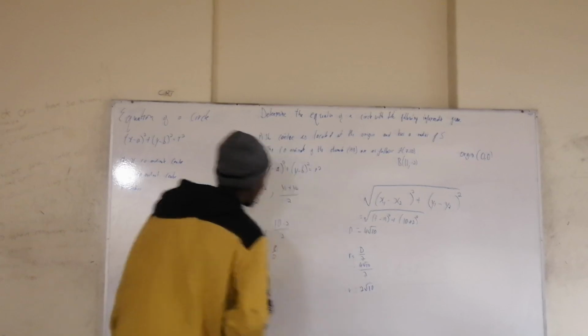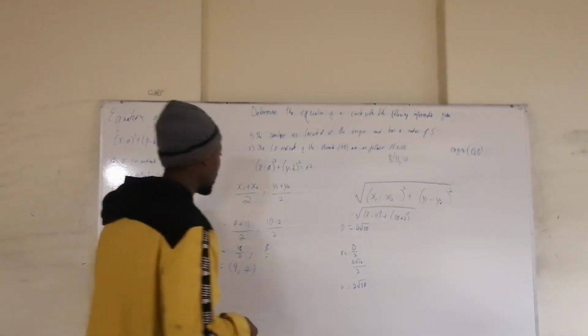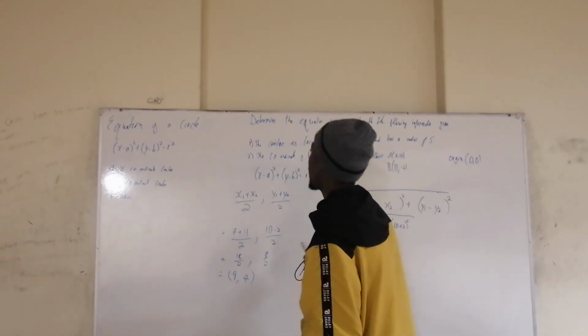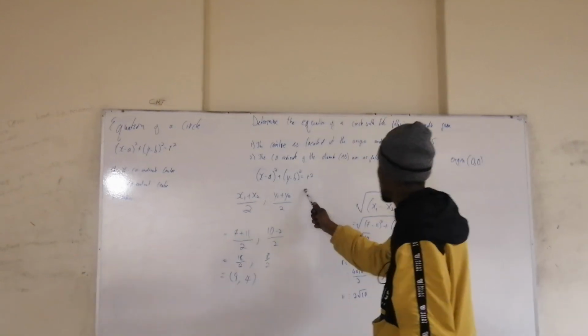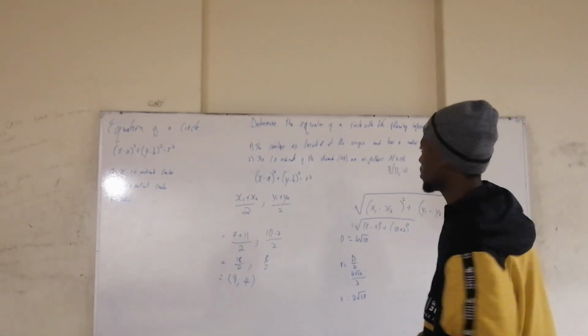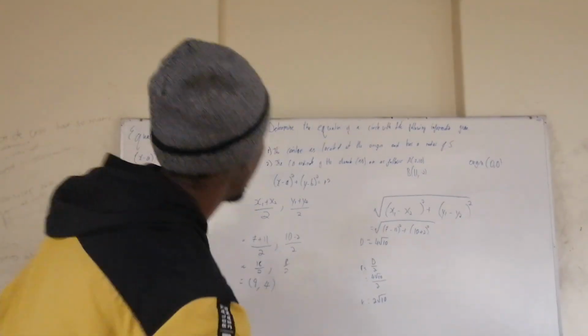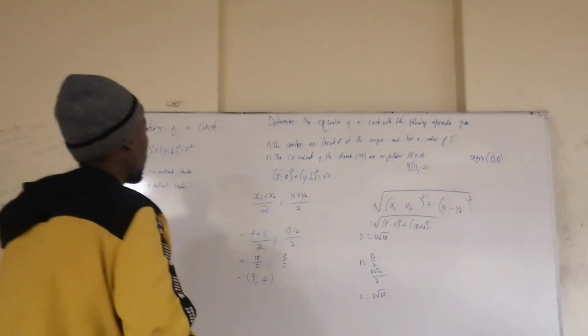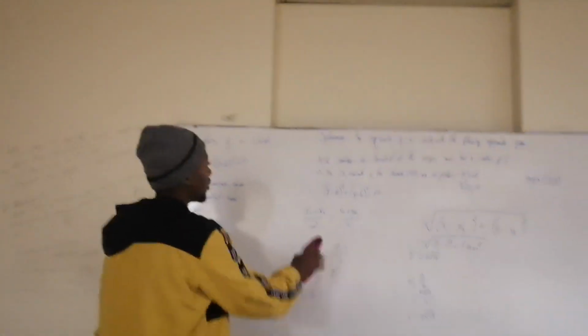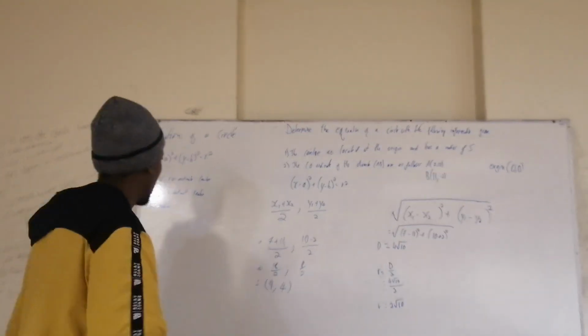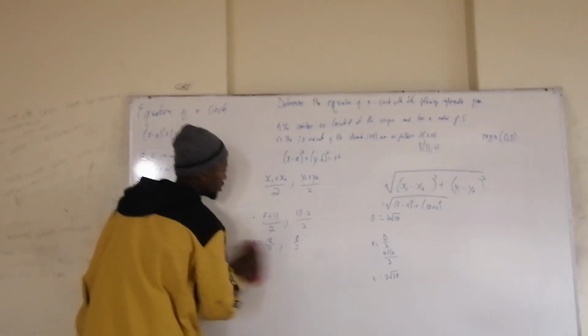This is the radius. Now that we have the coordinates of the center and we also have the radius, we can substitute this information in this equation, the basic format of the formula of a circle. Can I remove this? Thank you.